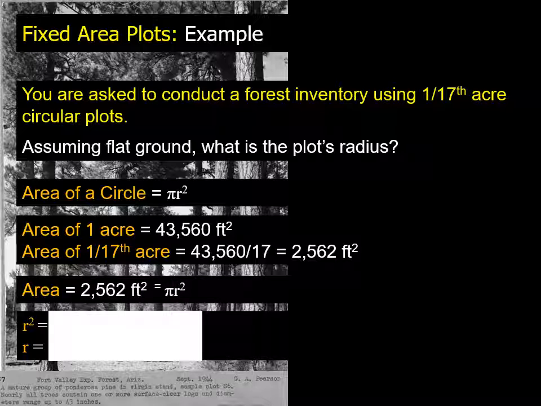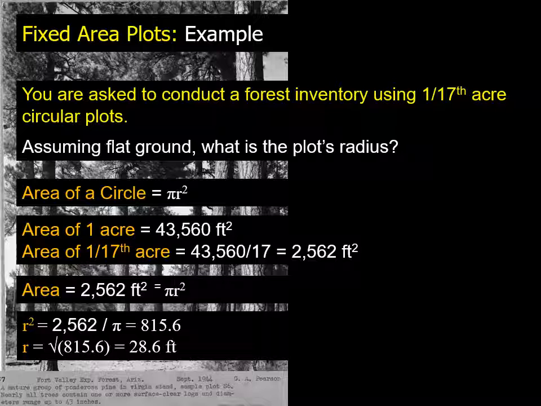With that in mind, we can set that equal to our pi r squared and then use algebra to solve this equation backwards. So we're going to divide pi across through both sides, giving us 815.6 equaling r squared, and back out that radical. So take the square root of 815.6, leaving us with a radius of 28.6 feet.